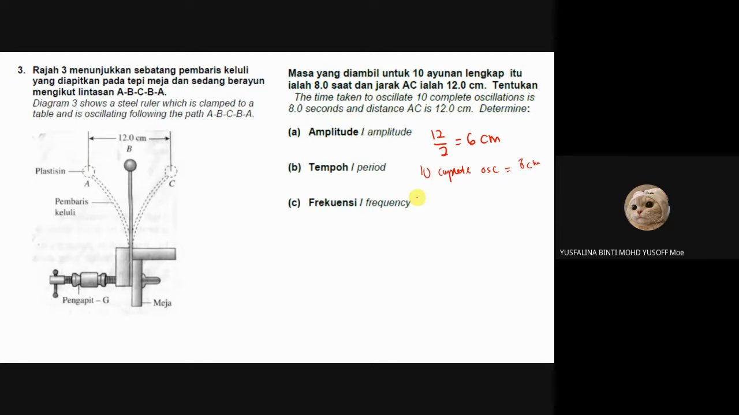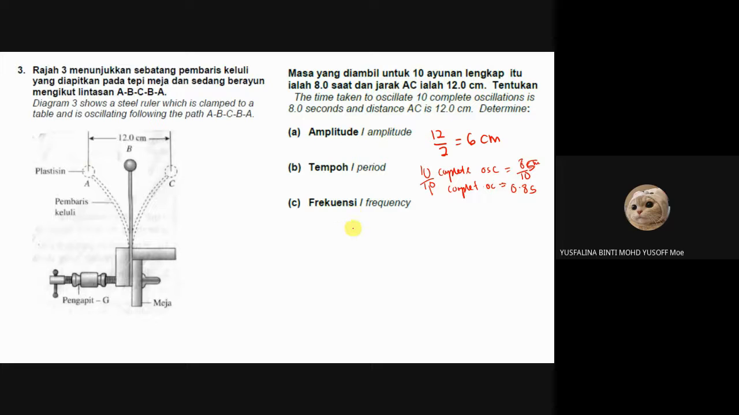What does the period mean? The period is the time for one complete oscillation. So if you want to find the time for one complete oscillation, you have to divide by 10, so 8 also you have to divide by 10. 8 divided by 10 you will get 0.8 second. So the period is 0.8 second because 10 complete oscillations is equal to 8 seconds. Sorry, not 8 cm, 8 seconds. For one complete oscillation, 10 to 1 is divided by 10, so 8 divided by 10 gives 0.8 second.